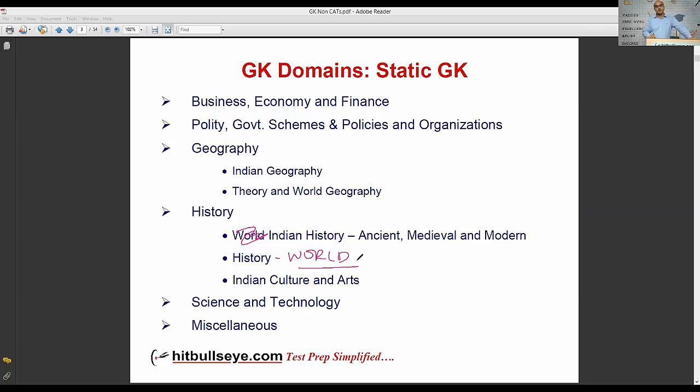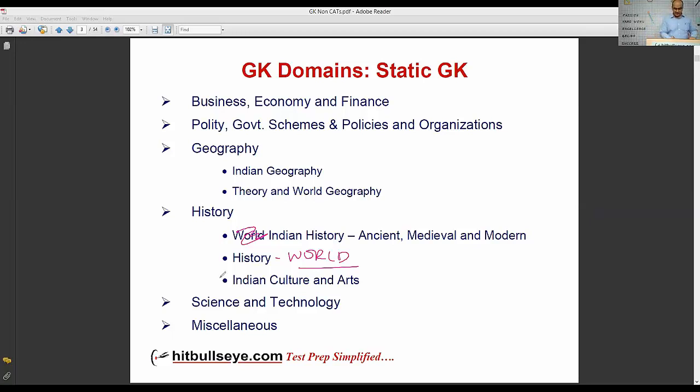History of the world, right? Again, when you talk about history of the world, it won't be delving too much into historical events, just major historical events, primarily from the Industrial Revolution and onwards.